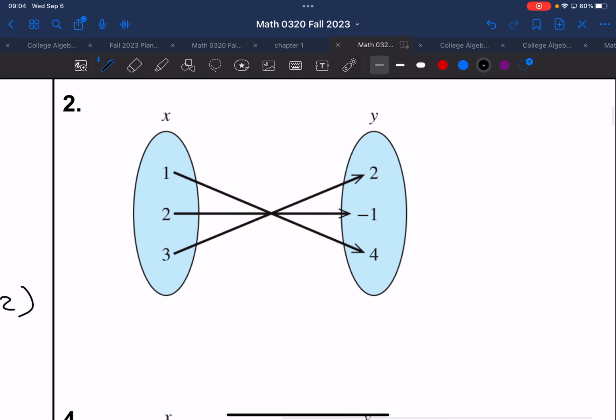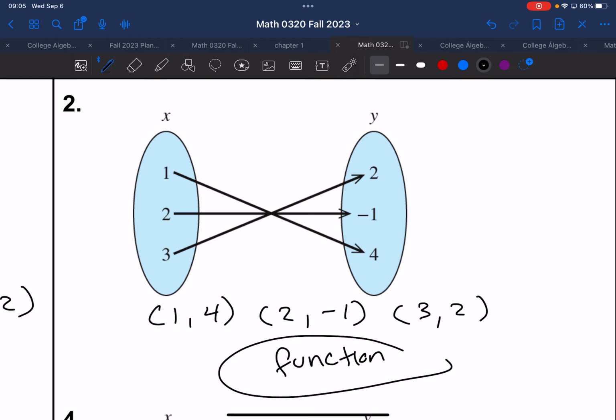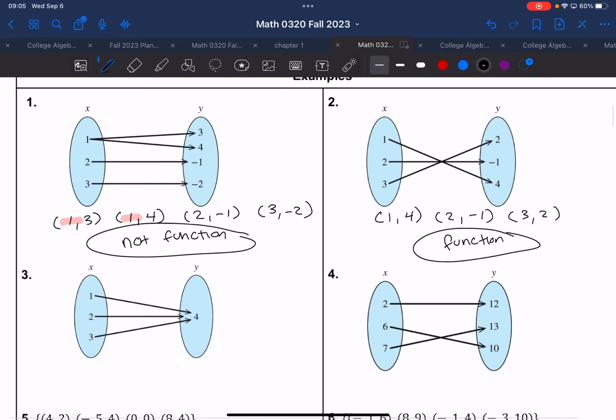Looking at number 2, how many ordered pairs are we going to have? 3, because of the 3 arrows coming off the x. So our first one is 1, 4, because of that arrow going from the 1 to the 4, then 2, -1, and 3, 2. Once we have our ordered pairs, we're checking our x's. Do any of our x's repeat? No, so that means it is a function. Okay, because we're checking if any of our x values repeat.